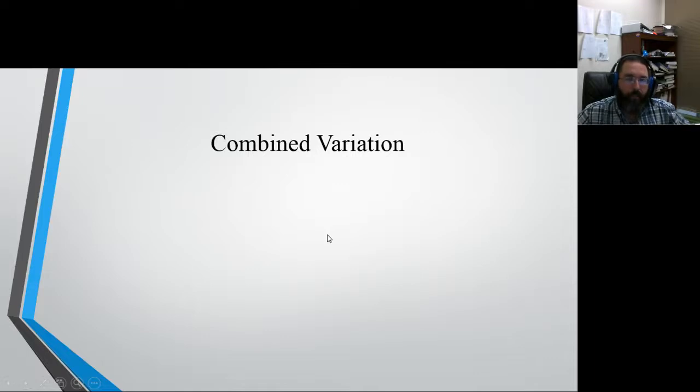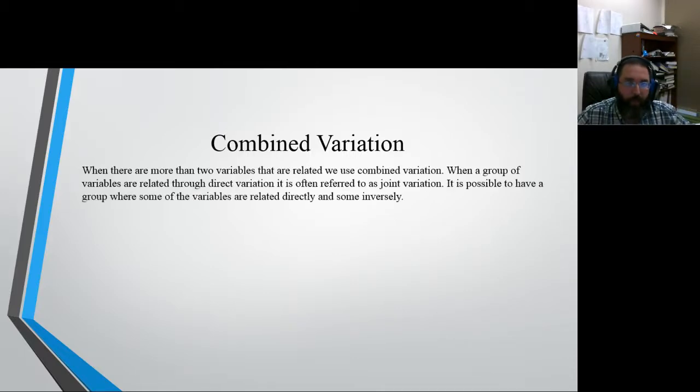Now, sometimes you have more than just a pair of variables, and they're related in a combined way. When there are more than two variables that are related, we use what's called combined variation. When a group of variables are related through direct variation, it is often referred to as joint variation. So we might say that y varies jointly with x and z. In that case, we would have y equals k times x times z.